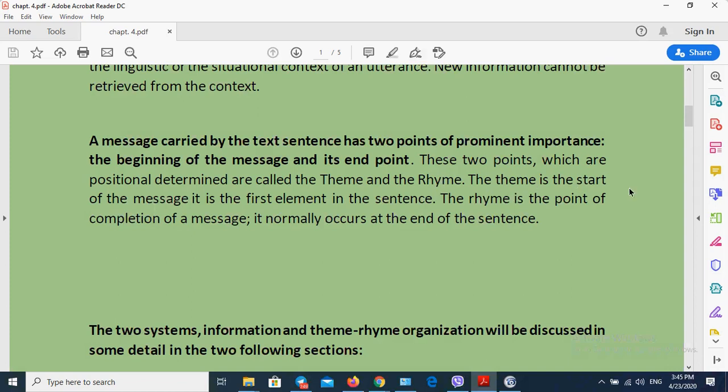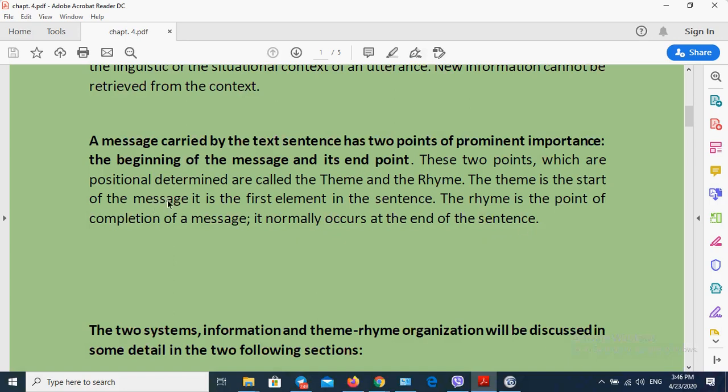What do we mean by the theme? The theme is the start of the message. It is the first element in the sentence. This is the definition of the theme. What do we mean by rheme? The rheme is the point of completion of the message. It normally occurs at the end of a sentence.